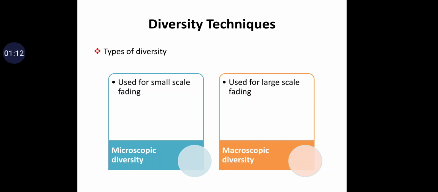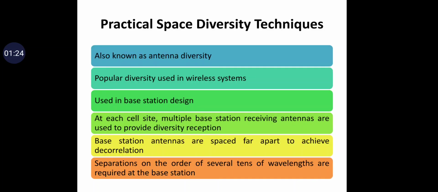There are two types of diversity. One is microscopic diversity and the second one is macroscopic diversity. Microscopic diversity is used for small scale fading and macroscopic diversity is used for large scale fading.